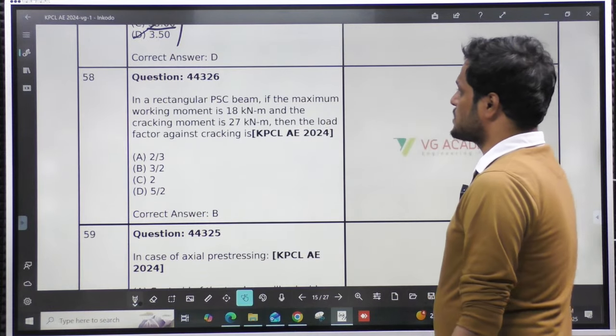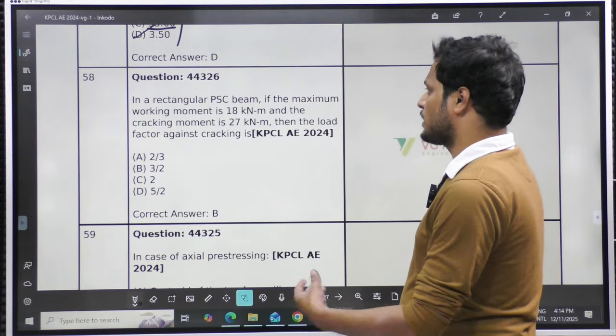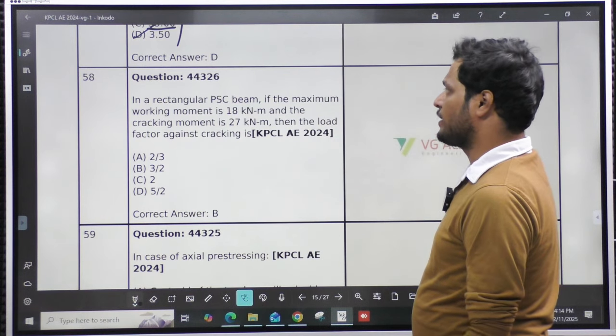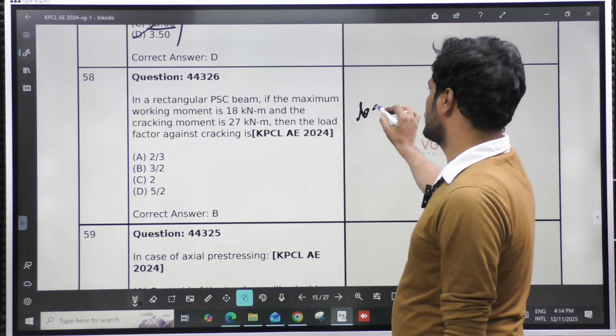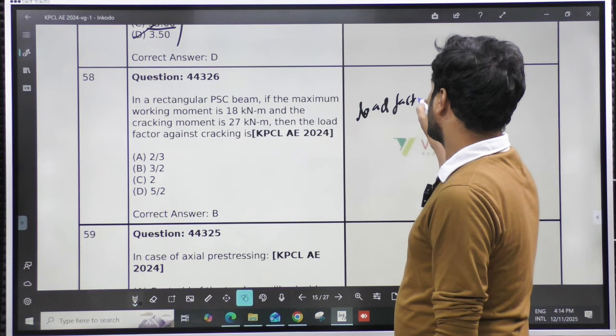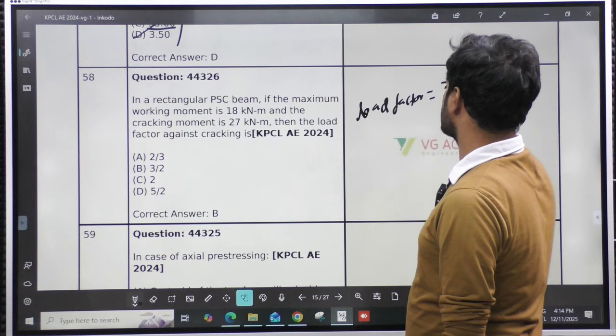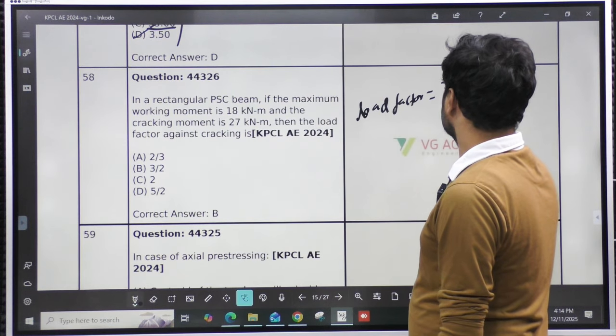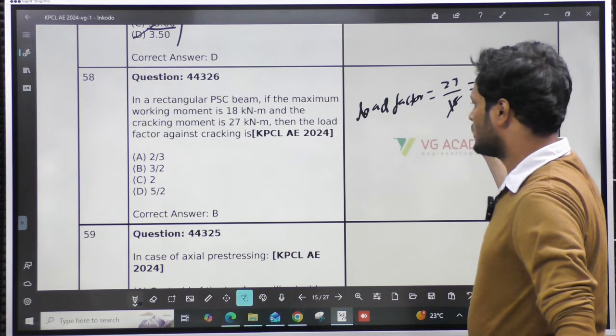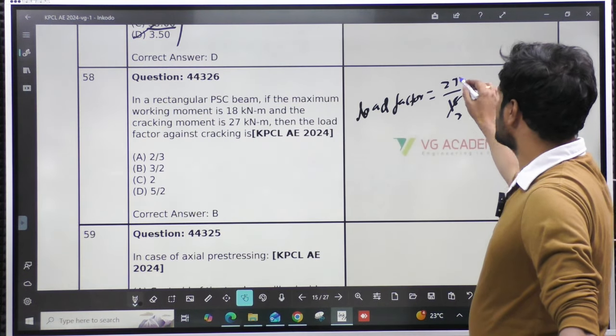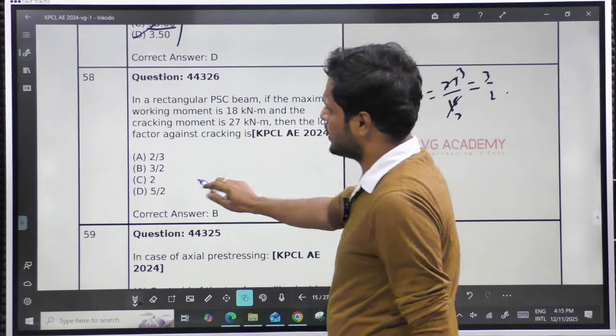In a rectangular prestressed beam, if the maximum working load is 18 and the cracking moment is 27, then the load factor, ultimate load by working load, is 27 divided by 18. So 9 2s are 18, 9 3s are 27, so 3 by 2, option B.